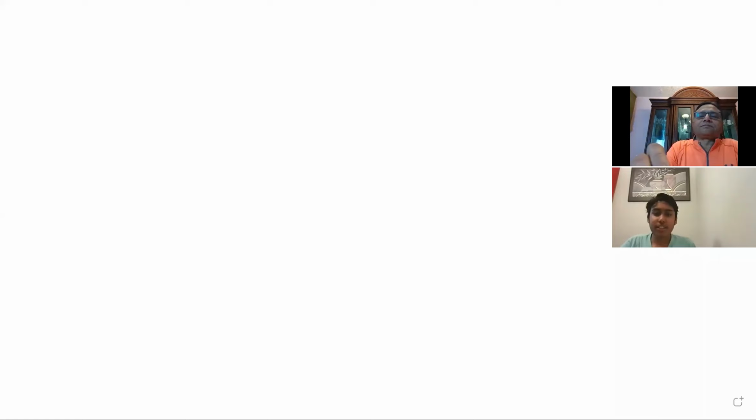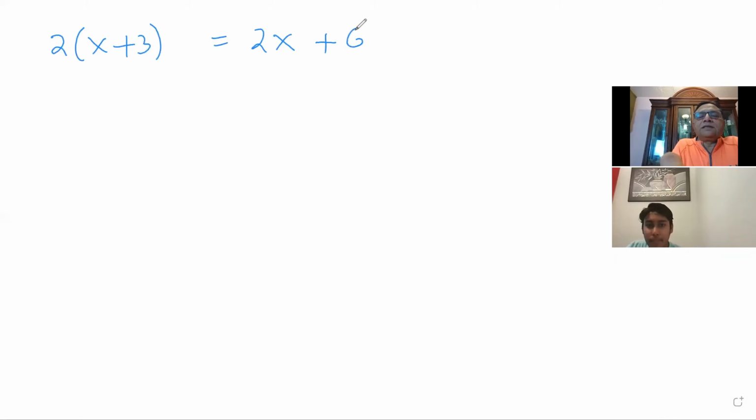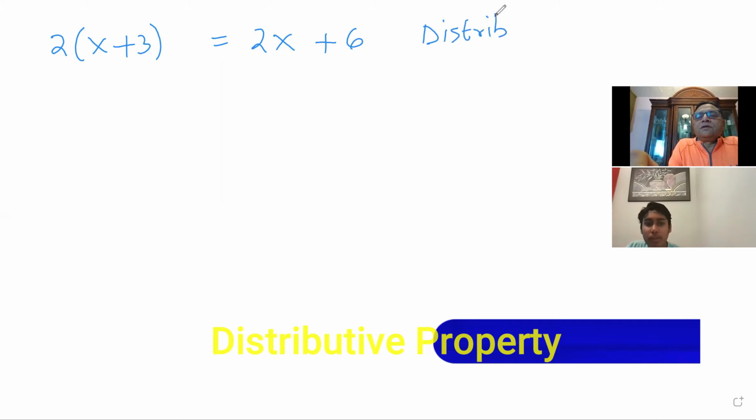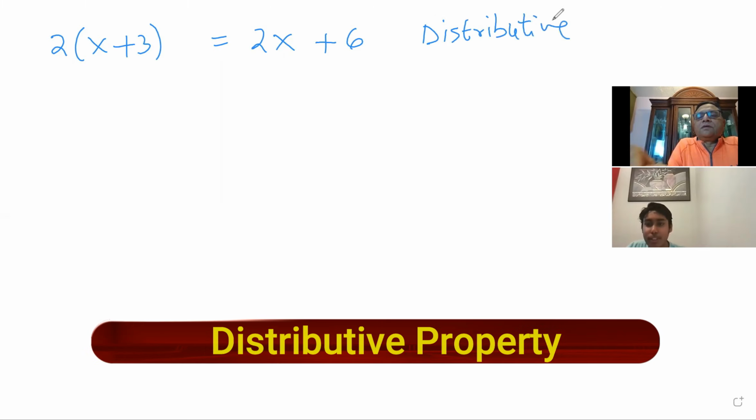So it's 2 times x plus 3, right, sir? Yes. So that would be 2x plus 6. You applied the distributive property, right? Yes, sir. I'm multiplying both the x and the 3 within the brackets. Correct.